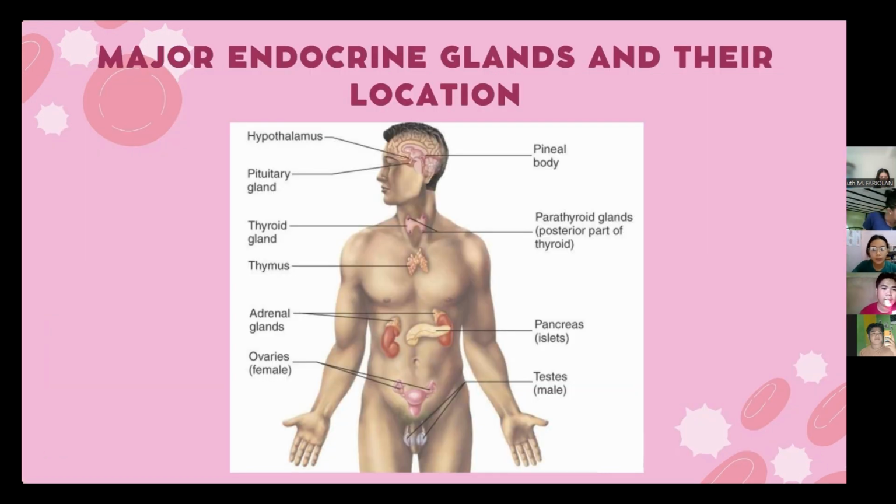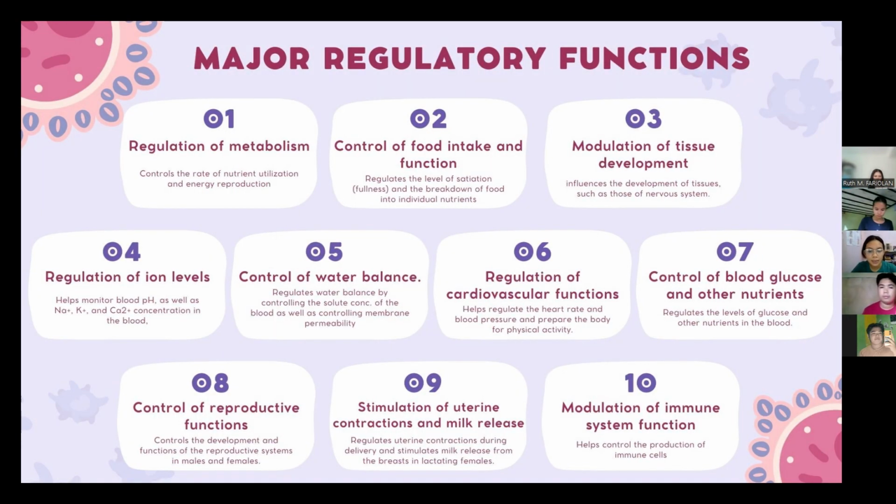So here is an overview of the parts of the endocrine system. Its major parts are the pineal gland, the pituitary, thyroid, parathyroids, thymus, adrenals, pancreas, ovaries, and testes. So the endocrine system is one of the important regulatory systems together with the nervous system. This regulation occurs to maintain homeostasis in the body.